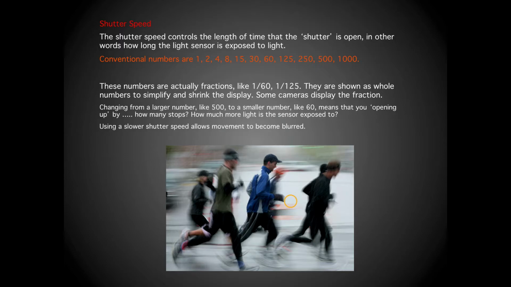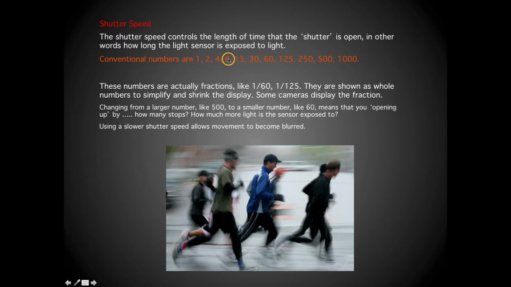Shutter speeds. Okay, the conventional numbers for shutter speeds are 1 second, half a second, quarter of a second, eighth of a second, 1/15th of a second. Then you notice that probably on your camera, like on my camera, they're expressed in whole numbers.